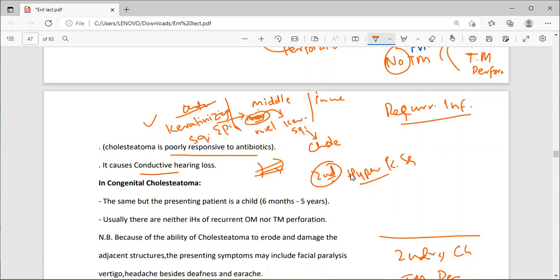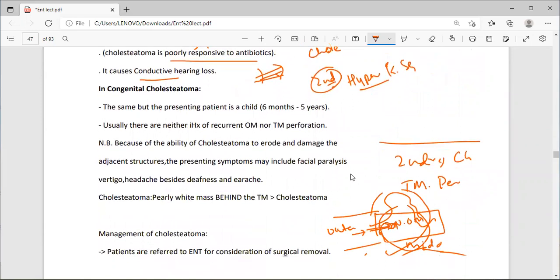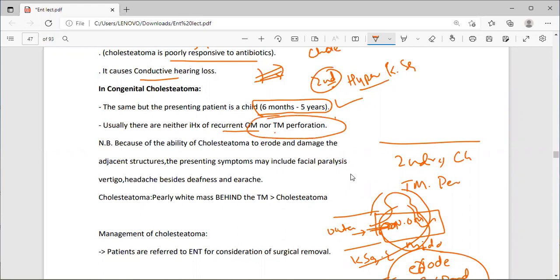In congenital cholesteatoma, look, here they come. The same, but the presenting child is between 6 months and 5 years. So you have to remember this, okay? Whenever a patient comes with 6 months to 5 years, you are dealing with congenital. Usually there is neither a history of recurrent otitis media nor tympanic membrane rupture. Here you can see the main differentiating point in the congenital cholesteatoma is that there is no tympanic membrane rupture.